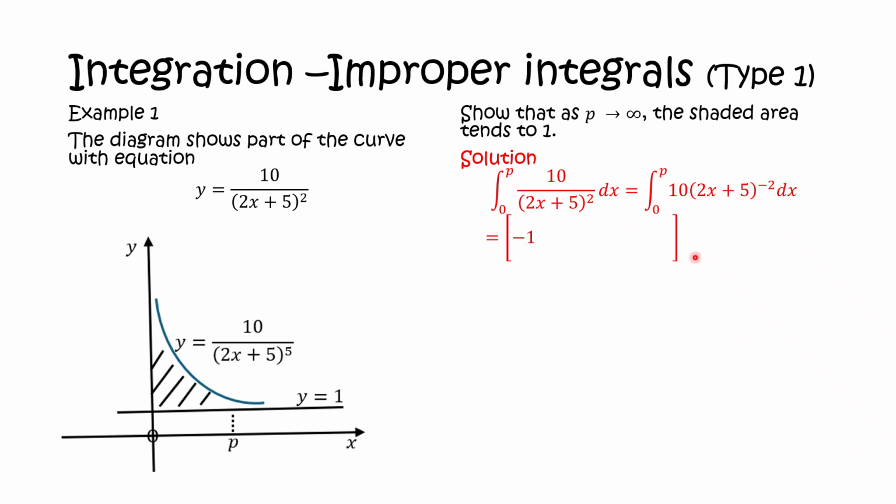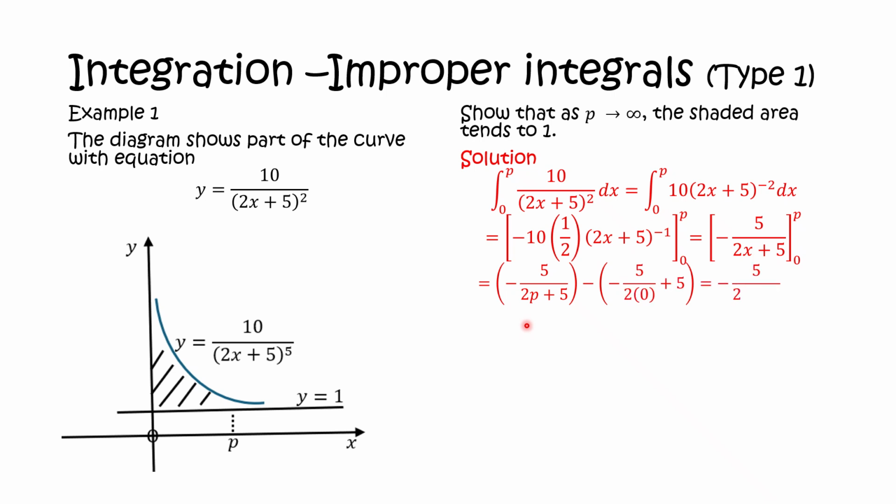As we do so, we are going to have minus 10 times 1 over 2 times (2x plus 5) to the power minus 1, and simplifying that, which we have in the square parenthesis, we would have minus 5 over (2x plus 5), and we evaluate from 0 to p. So if we do so, we are going to have 2 terms, and those would simplify to minus 5 over (2p plus 5) plus 1.